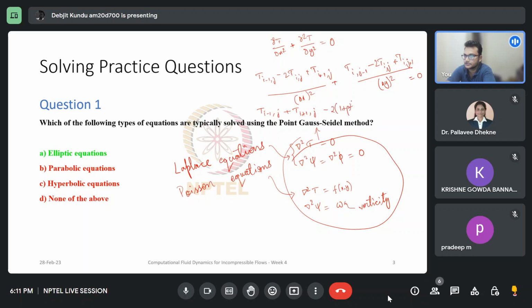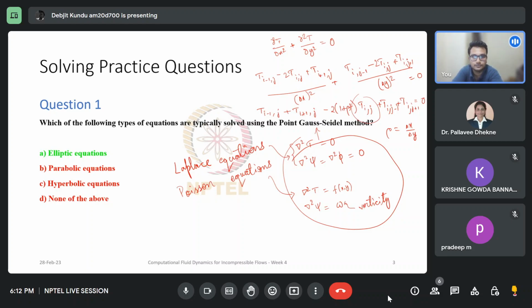1 plus beta square T(i, j) plus T(i, j minus 1) plus T(i, j plus 1) equal to 0. Here my beta is delta x over delta y, and here what we can do is use the point Gauss-Seidel method to solve for this T(i, j) in an iterative sense. Okay, so this was discussed in very much detail in the lectures. You can always go back to them and have a look.